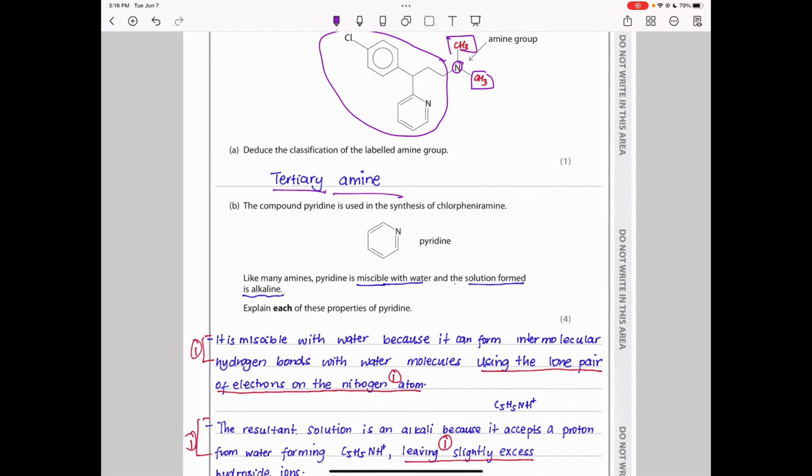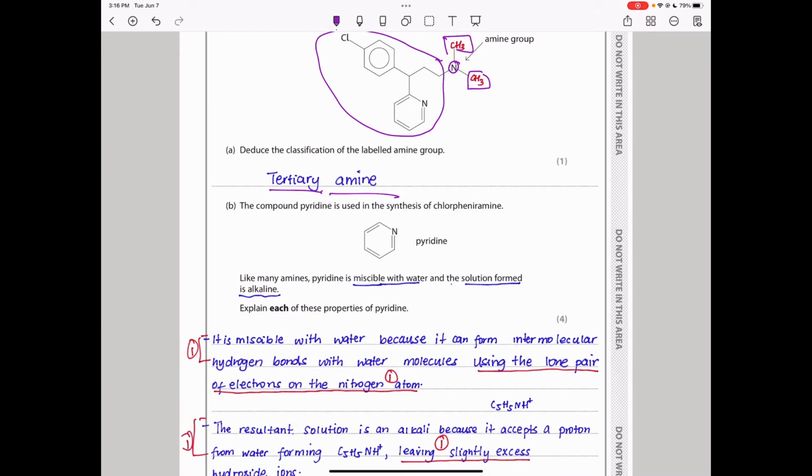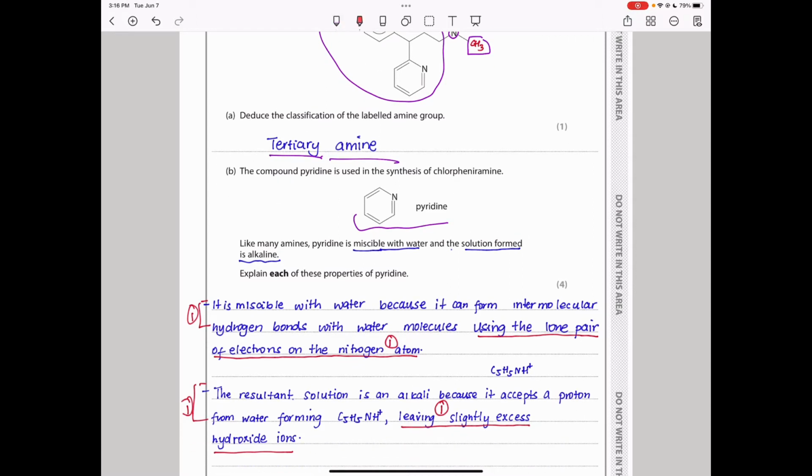That is easy. The next one says, the compound pyridine is used in the synthesis of chlorophenylamine. So they've given us the structure of pyridine here. And they say, like many amines, pyridine is miscible in water and the solution formed is alkaline. Explain each of these properties of pyridine. So the properties we're trying to explain are miscible in water and the solution formed being alkaline, those 2 things.